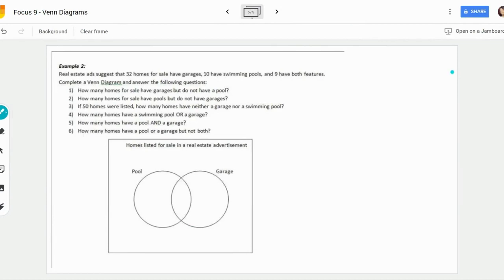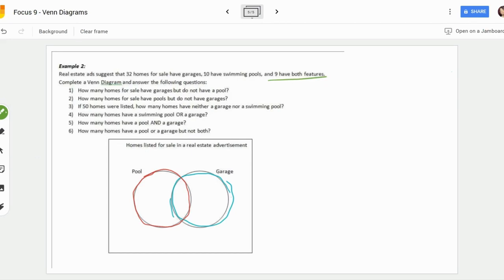Real estate ads suggest that 32 homes for sale have garages. So notice right here we have a circle that represents homes for sale that have garages. 10 of them have swimming pools. So we have a circle that has homes for sale that have swimming pools. Presumably we have an intersection because some are going to have both a garage and a swimming pool. And that's the next thing that's stated. 9 have both.